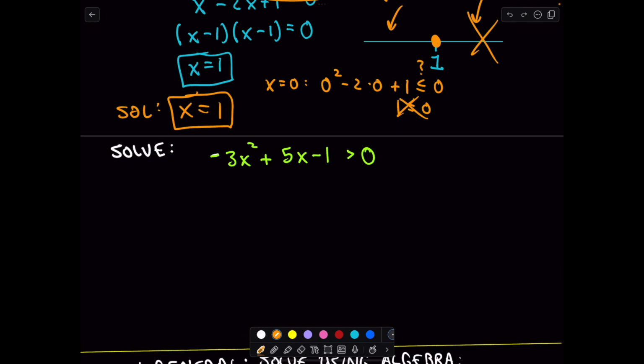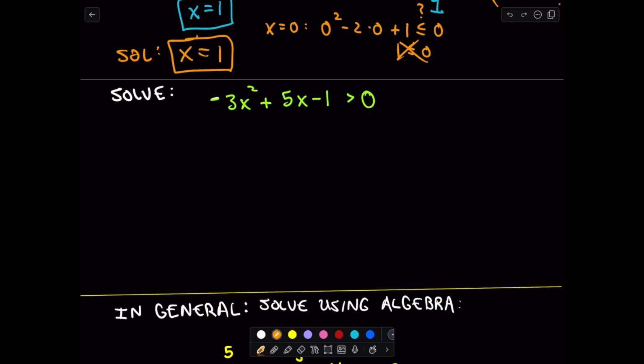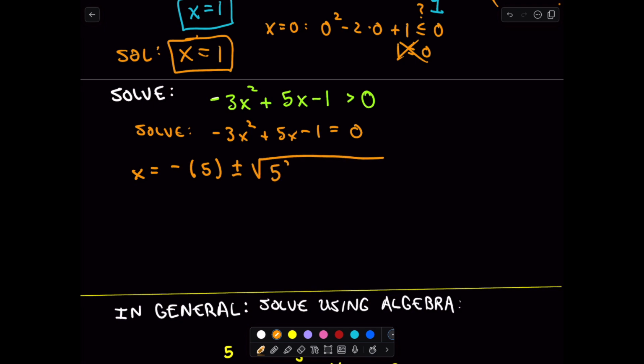Okay, and again, the same thing: negative 3x squared plus 5x minus 1. I think I made this one up. So we would have to solve negative 3x squared plus 5x minus 1 equals 0. I would use the quadratic formula. So x equals negative b, which would be positive 5, plus or minus, our b value being 5, the square root of b squared minus 4 times a, which is negative 3, times c, which is negative 1, all over 2 times a, which is negative 3.